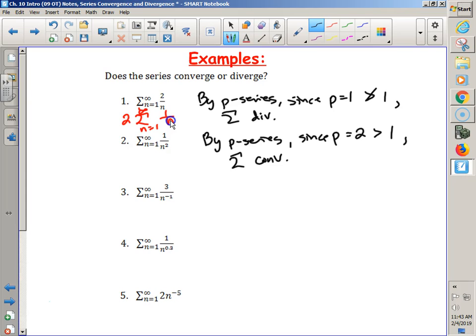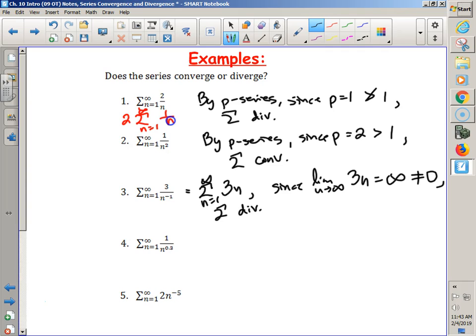It's not p-series, so what do you do? Yeah, I would do the divergence test, right? Because 3n, what's the limit of? Infinity is not 0, right? What can I say? Diverges by, what do you guys want to call it? Divergence test, nth term test? Divergence test.